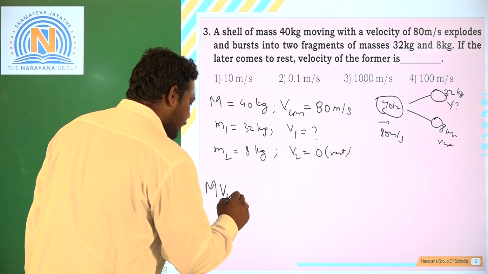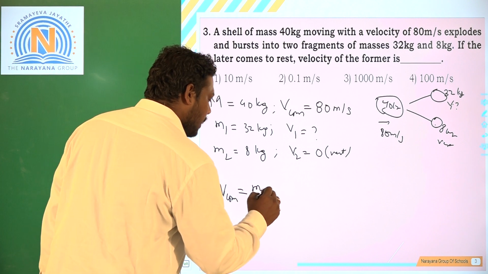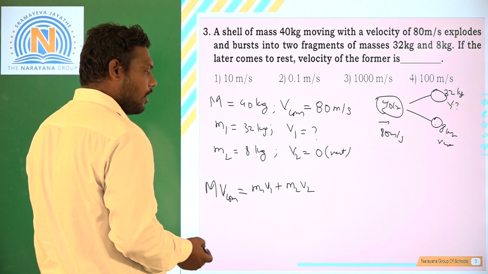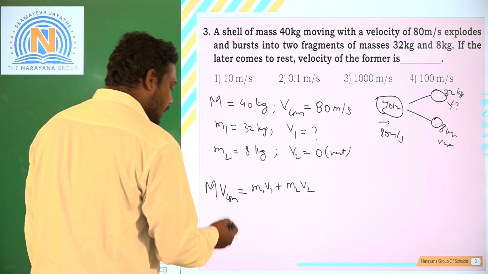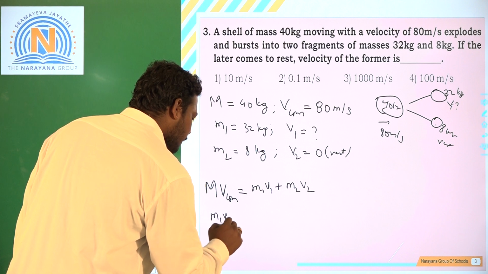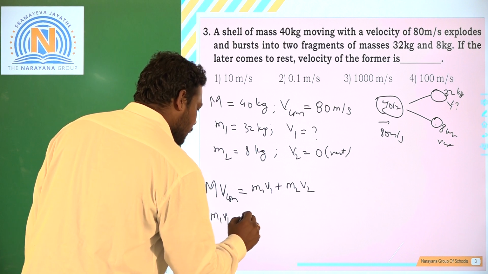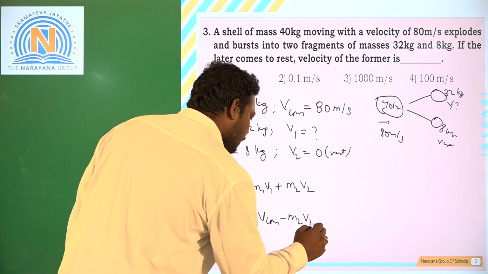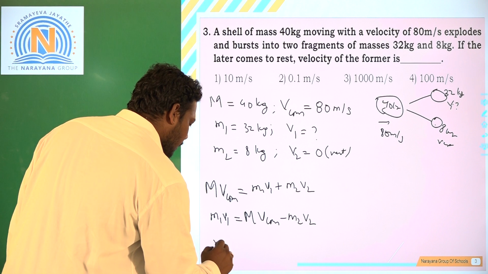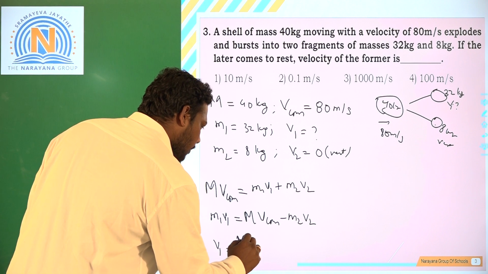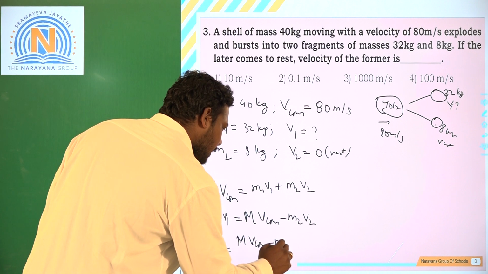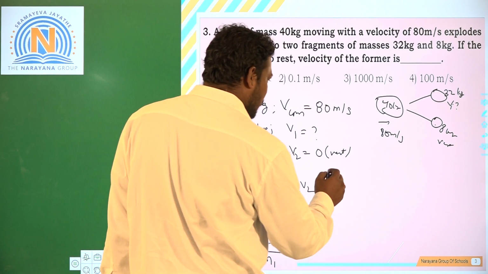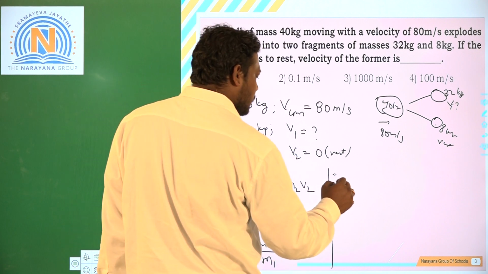So here again, m into VCOM is equal to m1 v1 plus m2 v2, right? So we need to find v1 here, that is m1 v1 is equal to m VCOM minus m2 v2, right? Now v1 will be equal to m into VCOM minus m2 v2 by m1. Okay, now let us substitute the values into it.